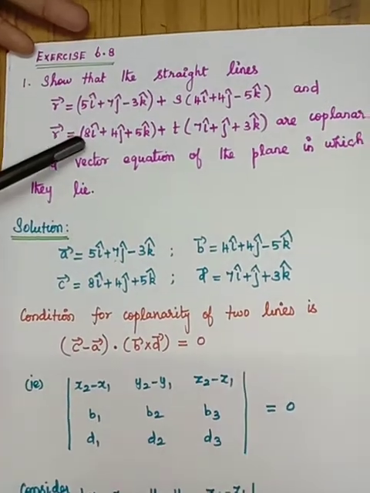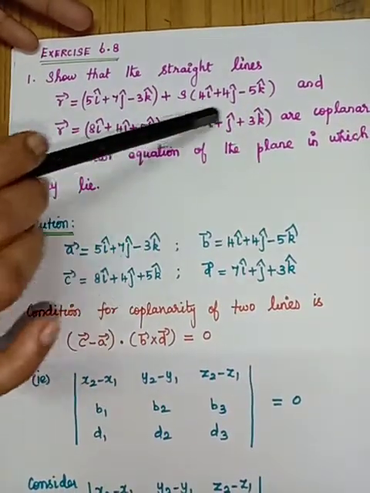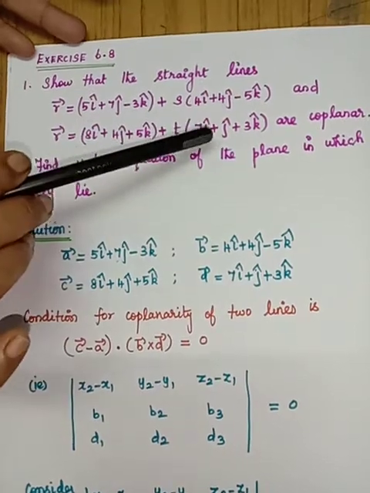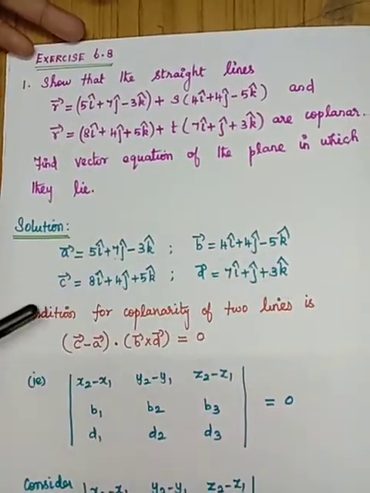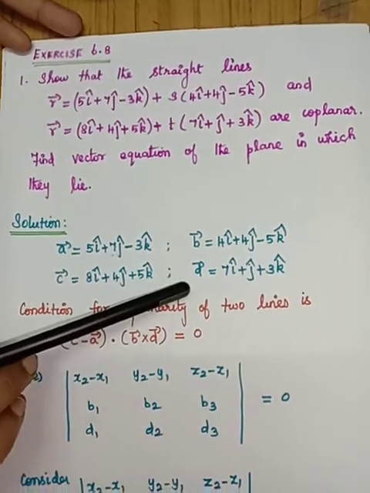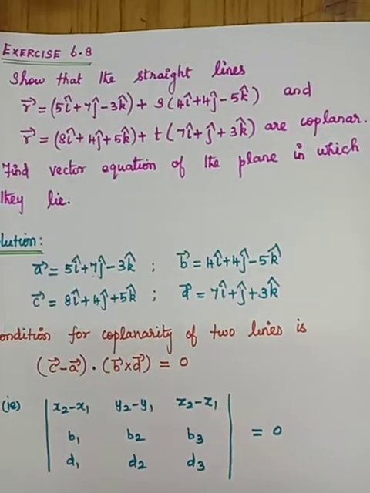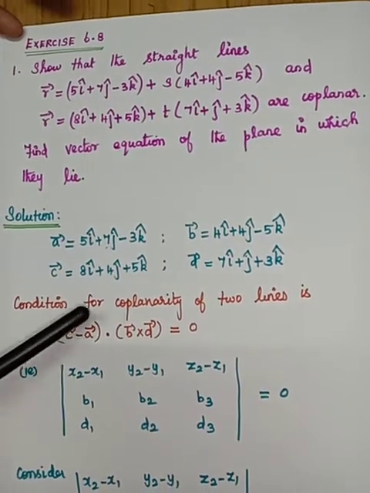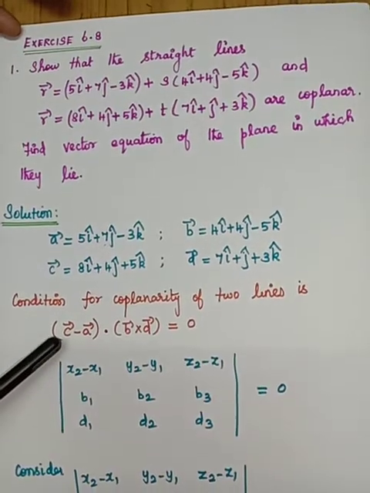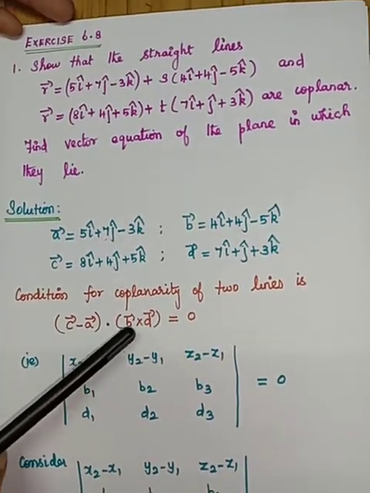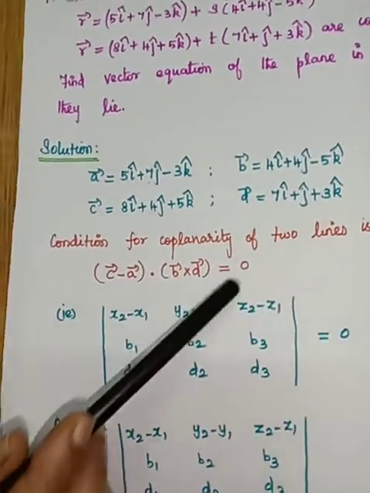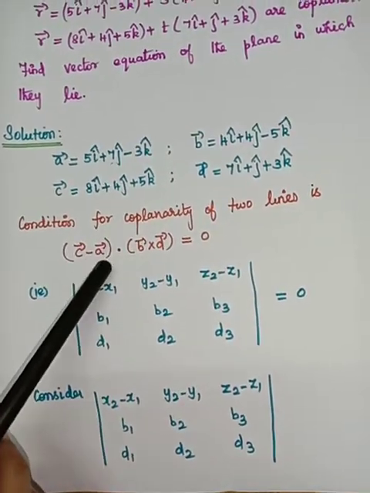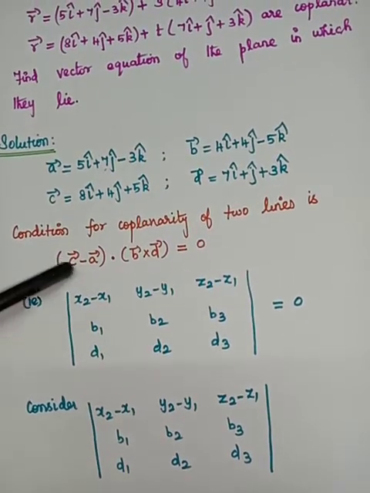In the same way, from the second line you have to collect C vector and D vector. C vector is the position vector of the passing point of the line, and D vector is the parallel vector of the line. So I have collected A vector, B vector, C vector and D vector. What do you have to show? The two lines are coplanar. The equations are in vector form, so I am going to use the condition for coplanarity of two lines: C vector minus A vector dot B vector cross D vector is equal to 0. From this we can find B vector cross D vector, then apply it in this formula. Otherwise, we can write it as a scalar triple product.